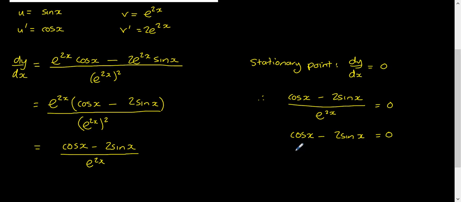Then we have our old friend, the trig equation. So cos x and sine x in the same equation, we're going to want to use tan. So we'll divide everything by cos x. So we end up with 1 minus 2 tan x equals 0. And therefore, tan x is going to be equal to 1/2.